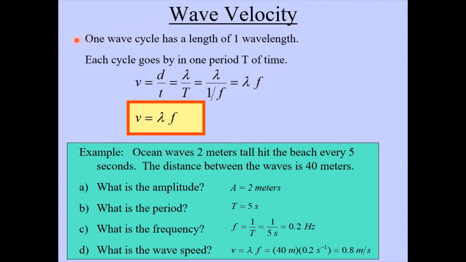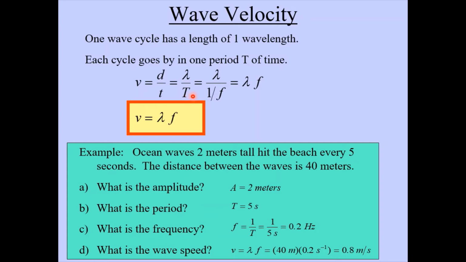The way to figure this out is actually quite easy. Remember that one wave cycle has a length of one wavelength. That's the definition of the wavelength. And we know that each cycle goes by in one period of time, and period is designated as the uppercase T. So remember from kinematics, the study of motion, that velocity of an object is equal to the distance it travels divided by the time it takes. So if we let our distance be one wavelength that the wave is going to move, then the time it takes is one period, T.